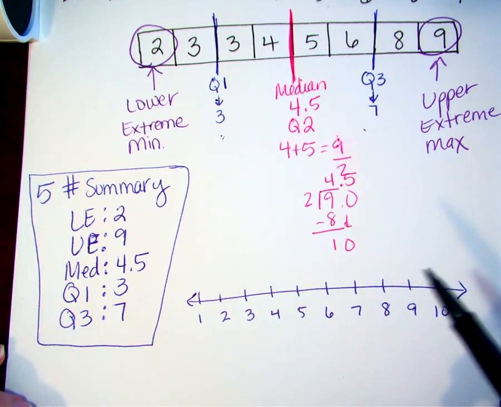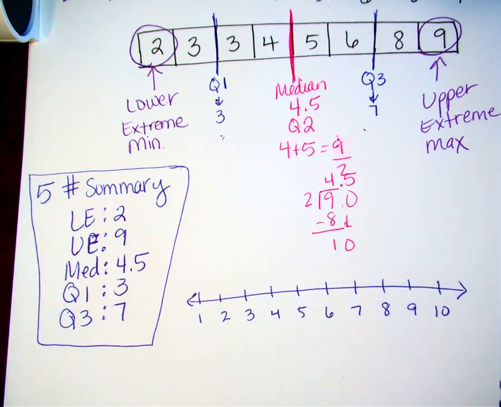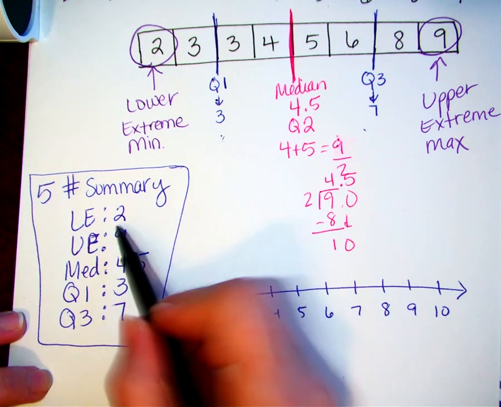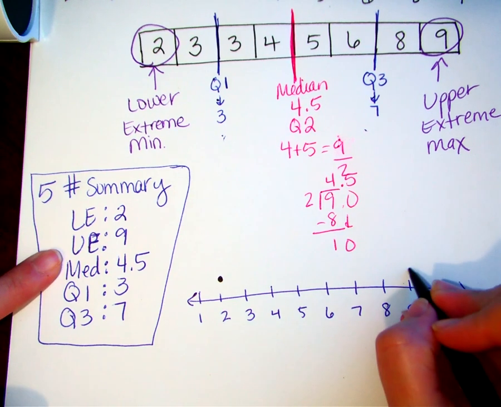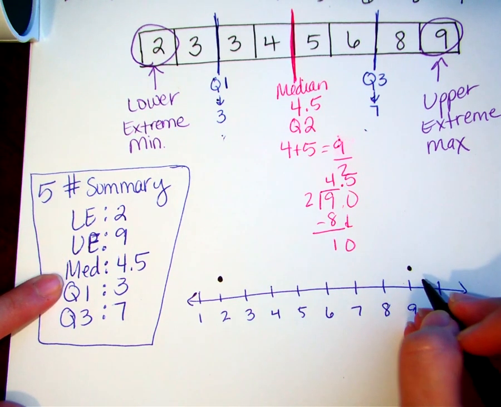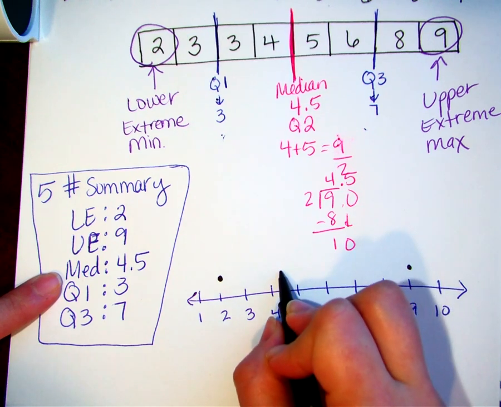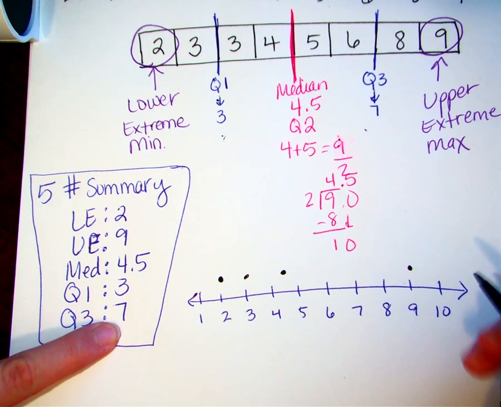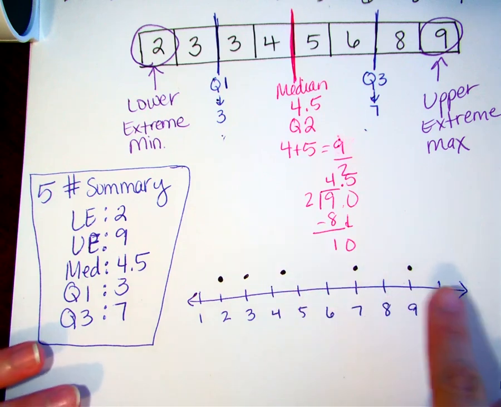And now when I transfer everything over, you can put a dot for each one. It makes it a little bit easier, but it's up to you. So I'm going to put a dot for each of these values. So a dot at 2, a dot at 9, a dot at 4.5. So 4.5 would fall between 4 and 5. A dot at 3, and a dot at 7. Okay, so these are the important parts of our box plot.